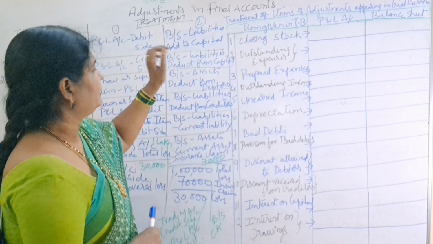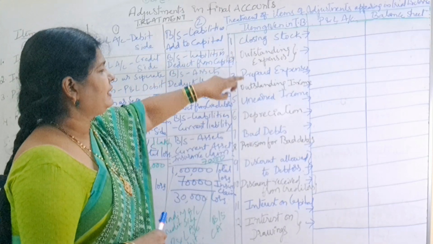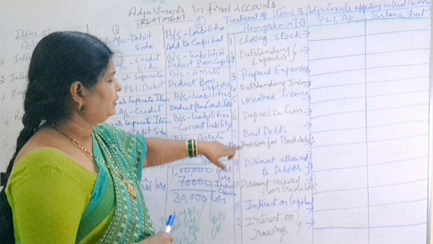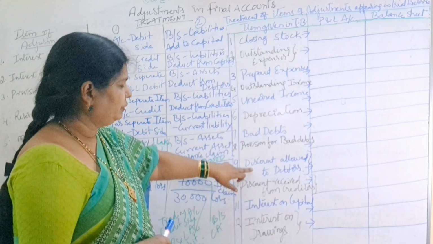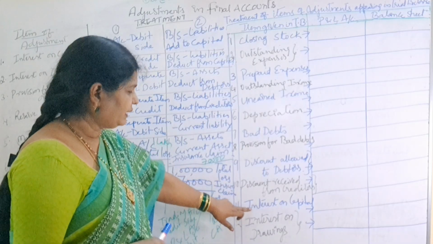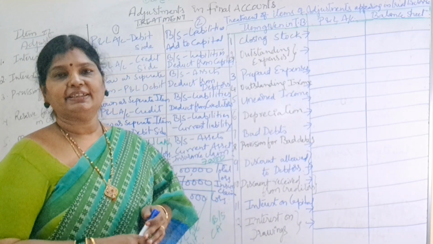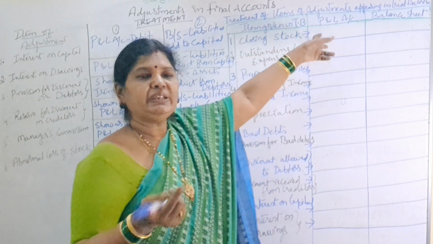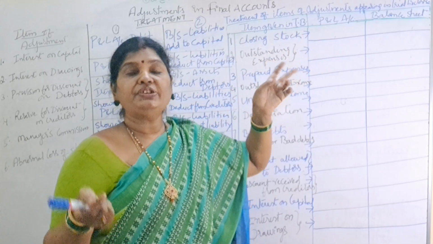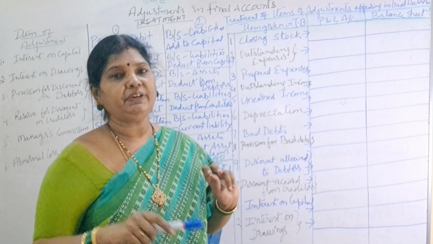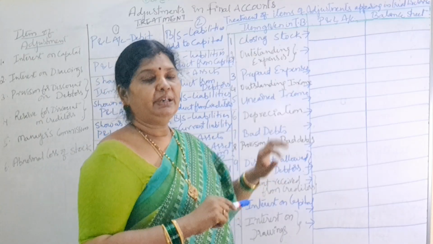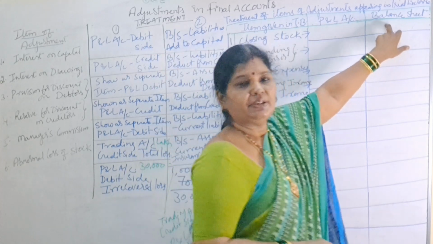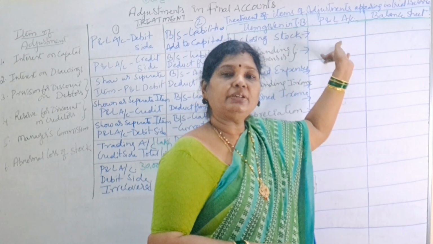So what are the adjustments generally we'll get? Closing stock, outstanding expenses, prepaid expenses, outstanding income, unearned income, next depreciation, bad debts, provision for bad debts, discount allowed to debtors, discount received from creditors, interest on capital, and interest on drawings. So now I will explain you where we have to show. Either you can show in profit and loss account. Sometimes you will get trading account. For example, outstanding factory rent or outstanding factory wages. Then you have to take under trading account. But generally, most of the expenses will come under only in profit and loss account.